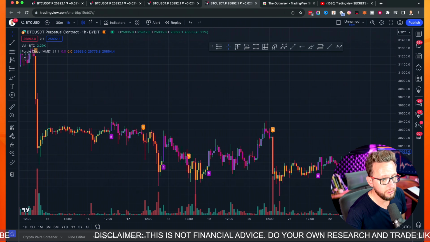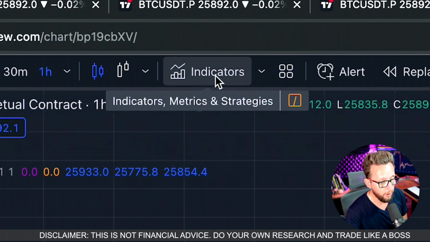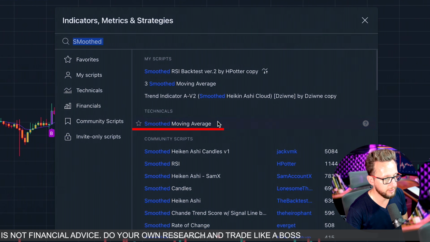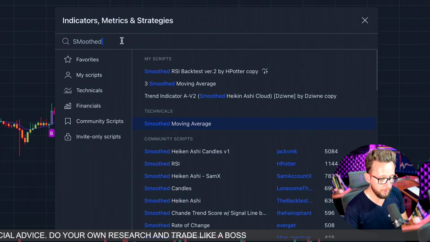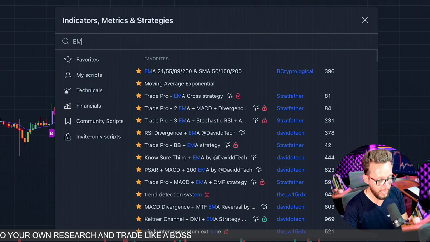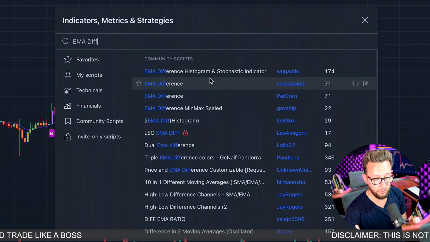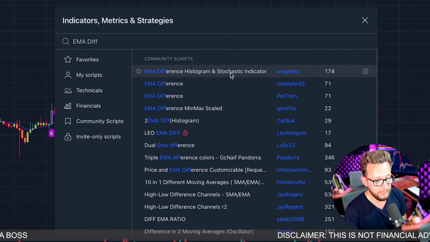Okay, to filter out these trades, we're going to be adding two indicators. We're going to be adding a smooth moving average, which we're just going to add to the chart like this. And then we're going to be using an EMA difference. Now, I have never ever used this indicator before, this actual setup myself. So as you can see, there's two here.